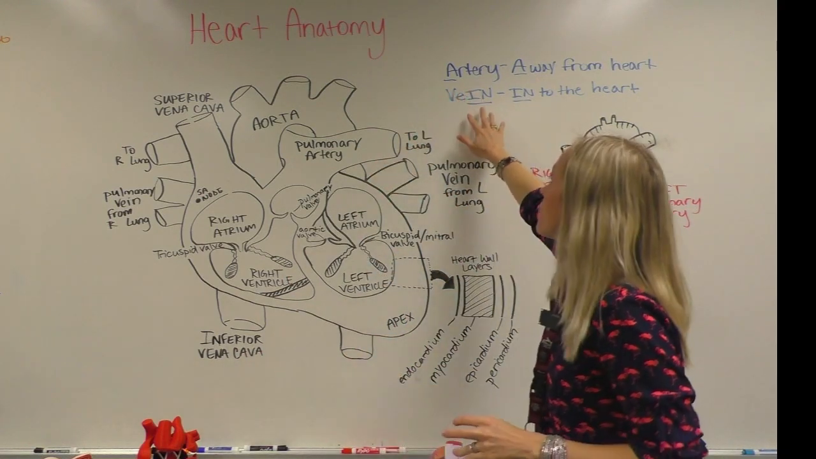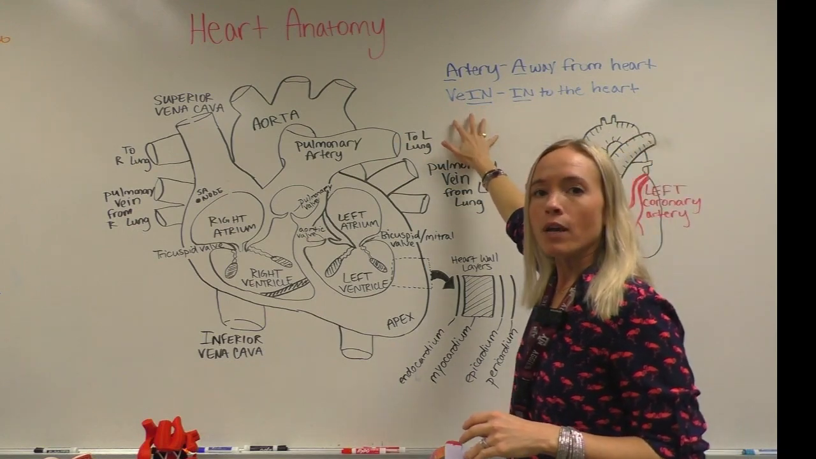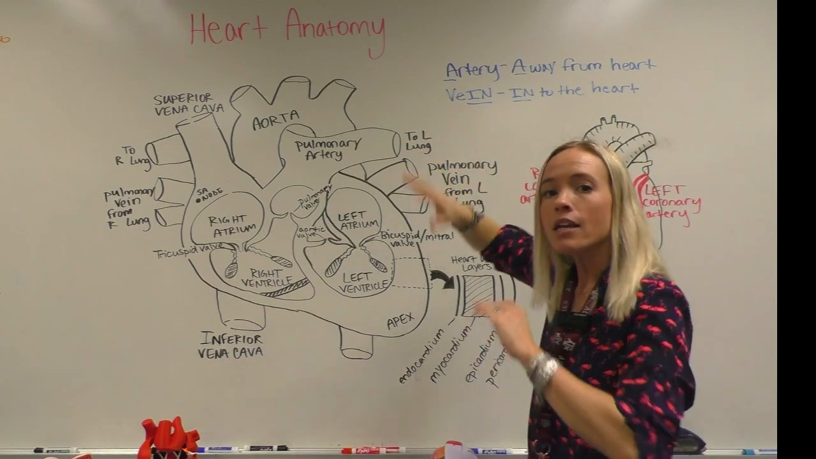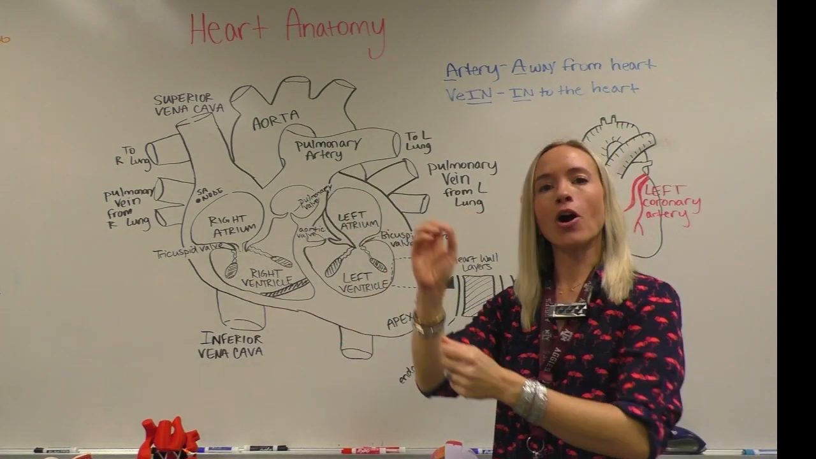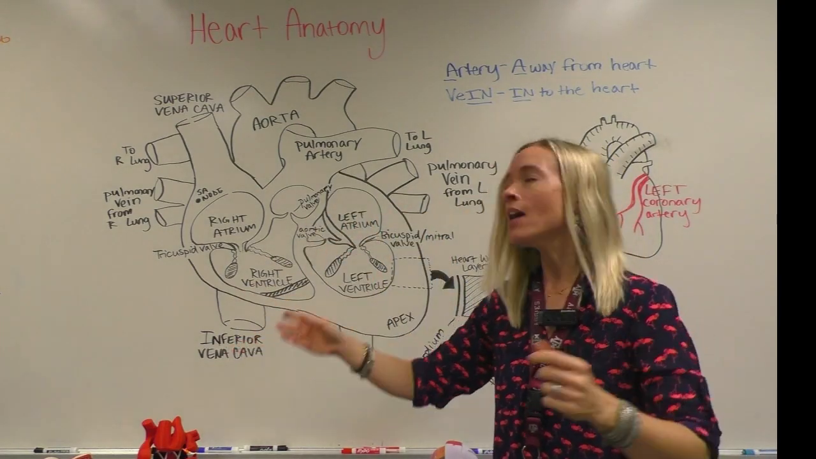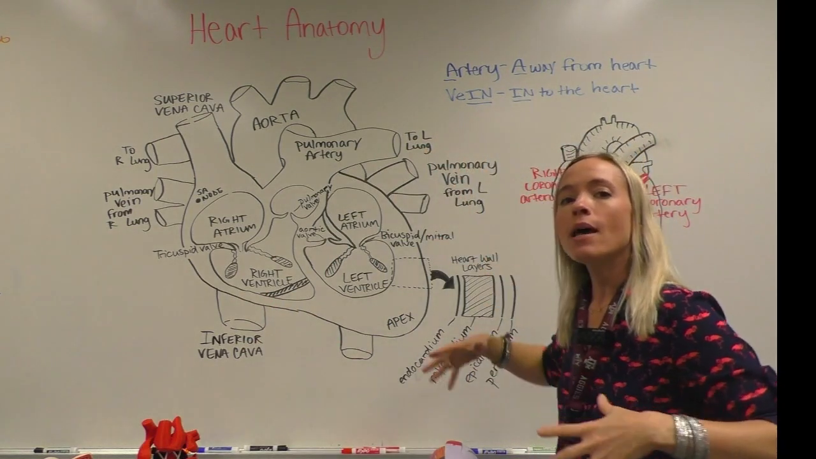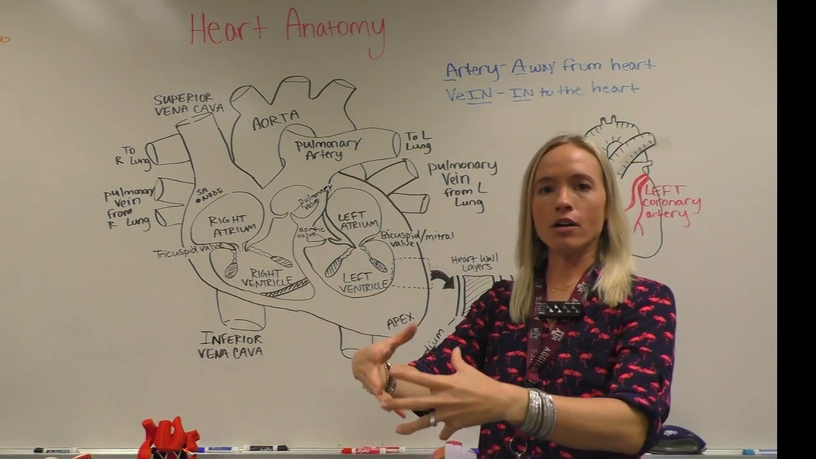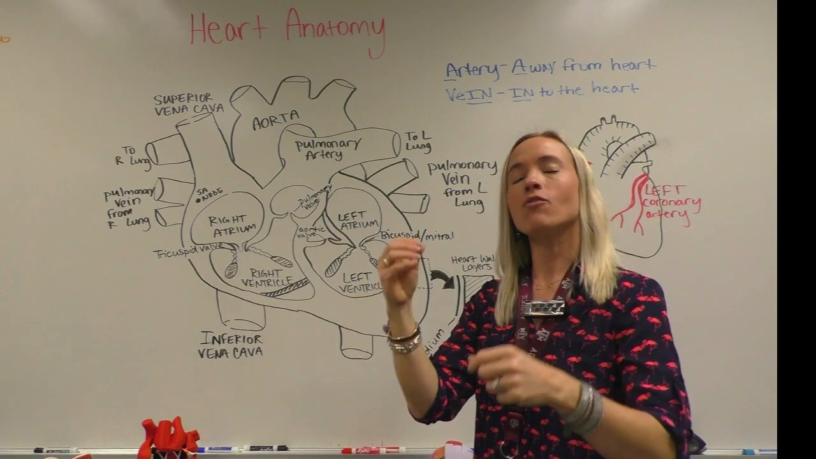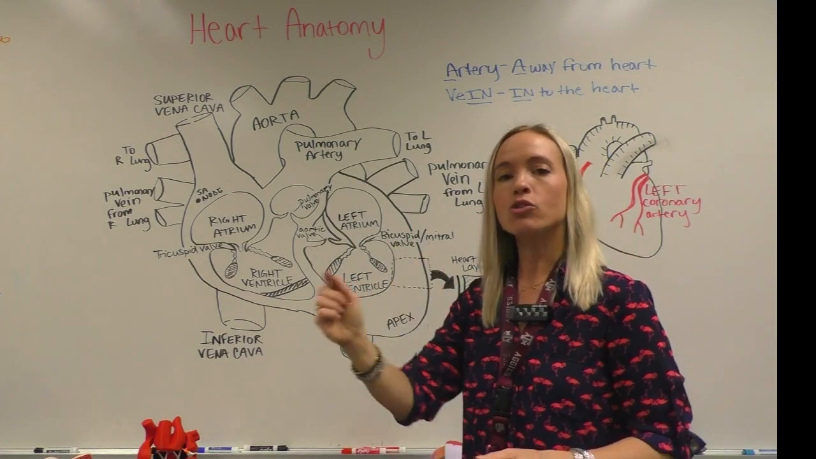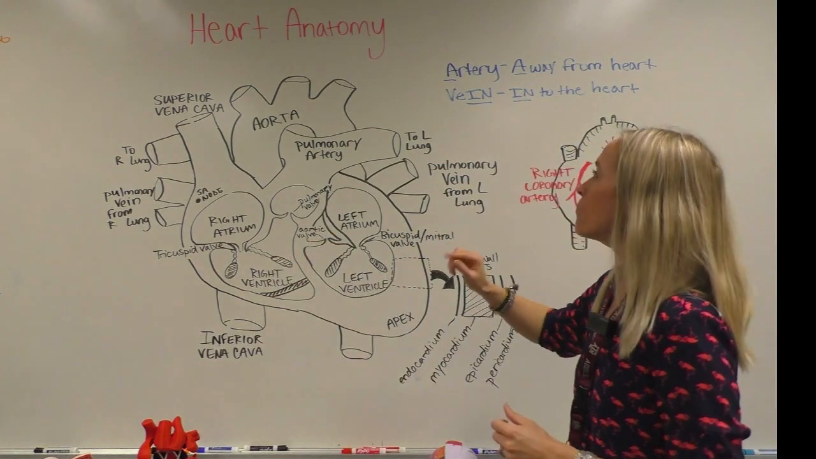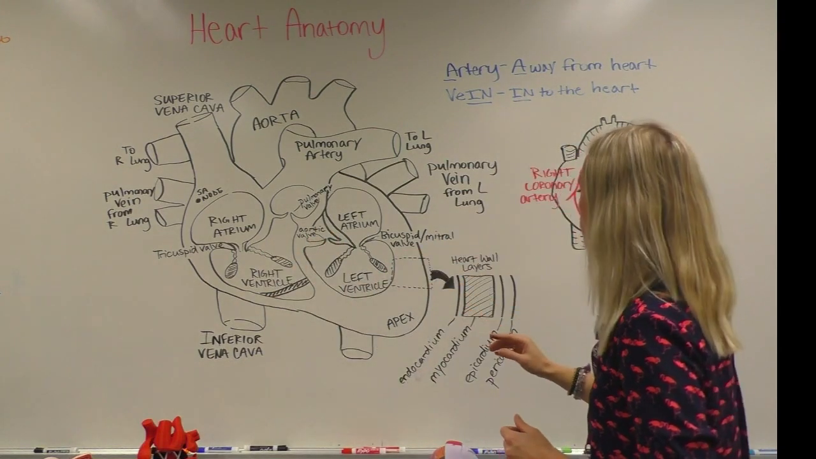So another thing to remember before we start talking about the names of the vessels, in general, if it's called an artery, it's going away from the heart. You can remember that because artery and away both start with A. Veins are going back into the heart. And you can remember that because vein is spelled V-E-I-N, and you can remember they're going I-N to the heart. So remember that as we start going through our blood vessels.